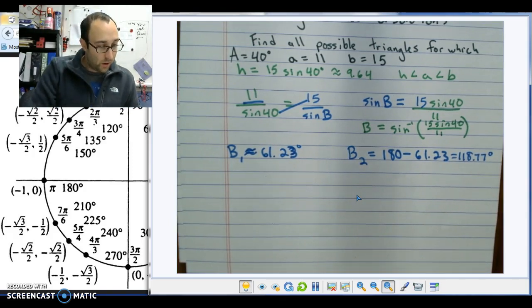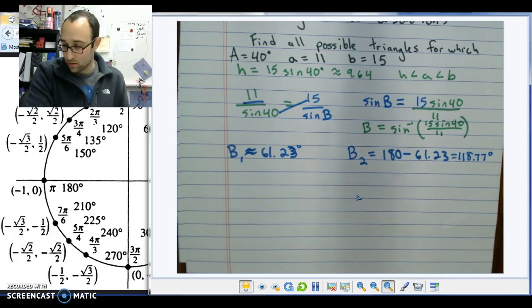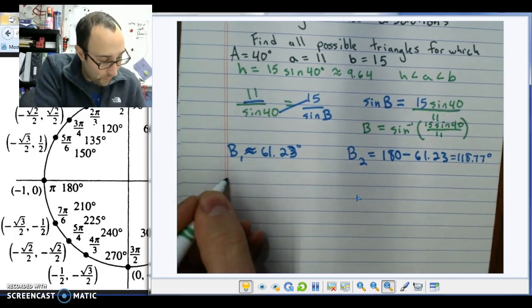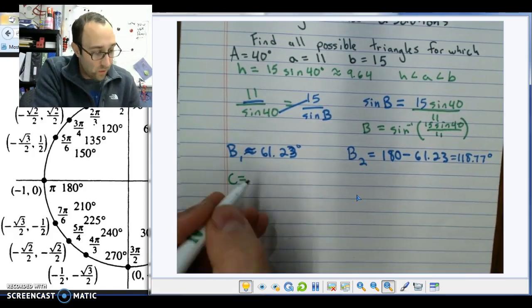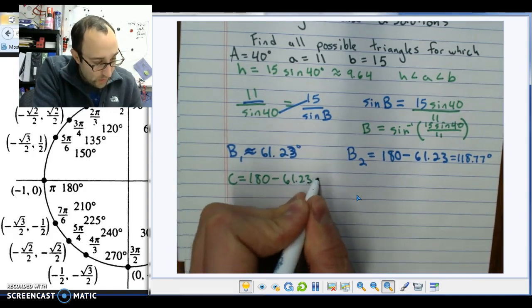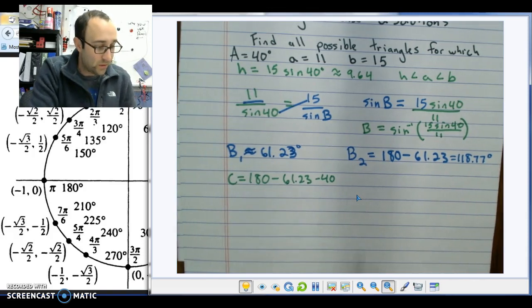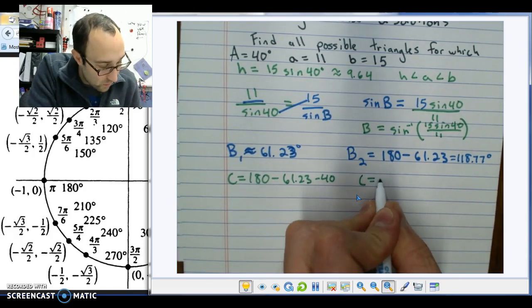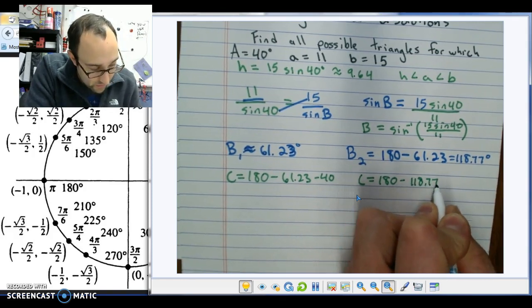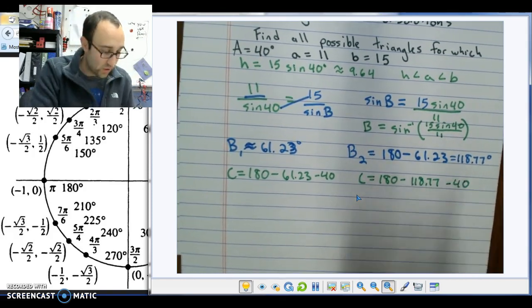All right. We know what the angle B is. We know what both angle B's are. So now we can say, what is C going to be if we know what B is? So if I want to find out what C is, it's going to be 180 minus this one, 61.23, and then minus 40 degrees. And I can do the same thing for B2. C is going to be 180 minus 118.77 minus 40. So I should get two different numbers.